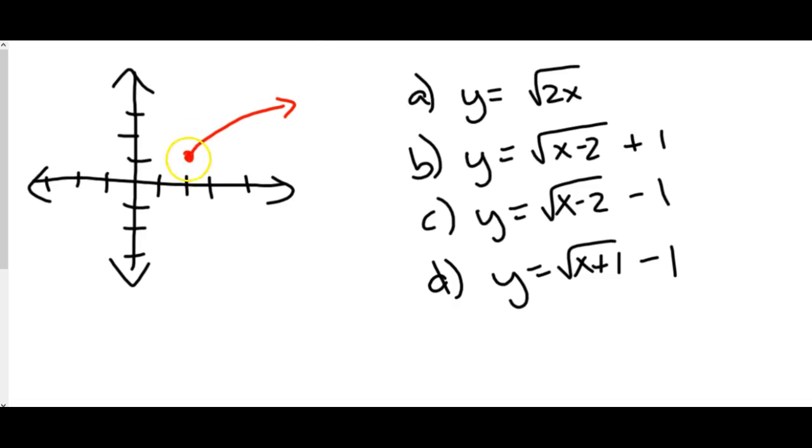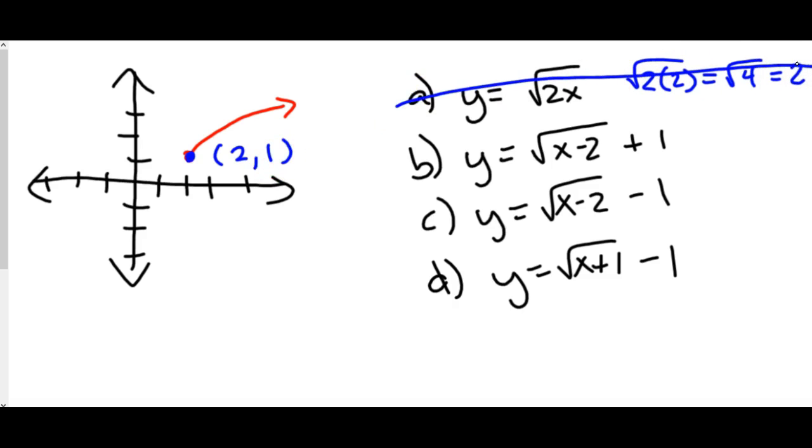This starting point is the point (2, 1). If I plug in 2 for x, I should end up with a 1 for y. For example, if I take this one and plug in 2 for x, 2 times 2 is 4, and the square root of 4 is 2. But y should have been 1. So that one is off the list. Let me try the next one.